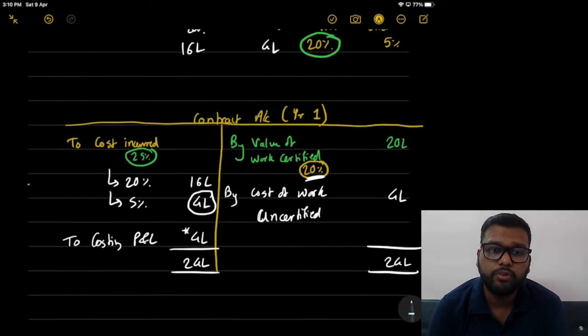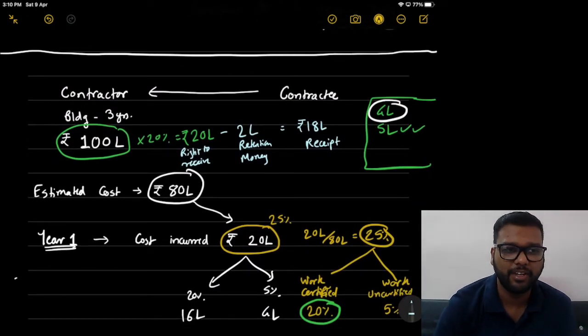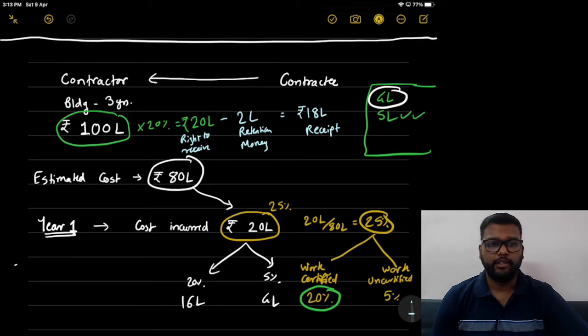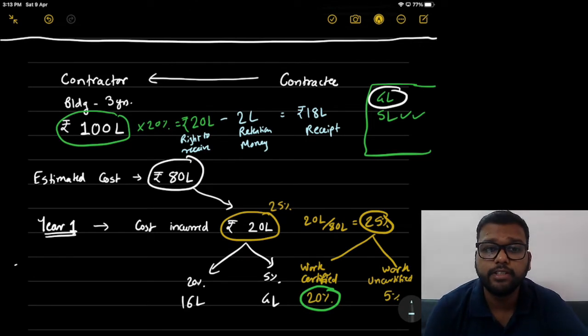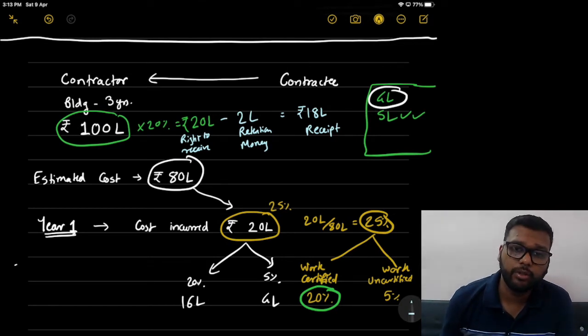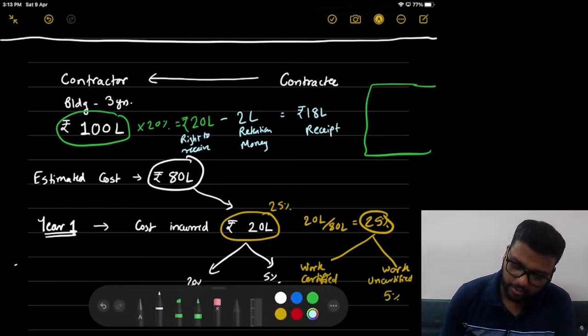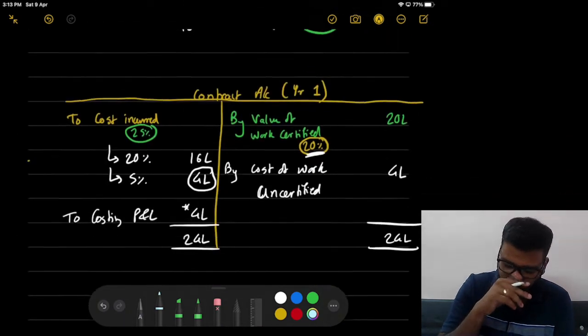Now can anyone tell me what should be our profit? Let's see if anyone can tell me now. Okay, so now 2 lakhs is the retention money and the contractee is only giving us 18 lakhs. So one of you is saying that now the profit should only be 2 lakhs. Any other answer? What should be the profit now? Right now it is 4 lakhs.